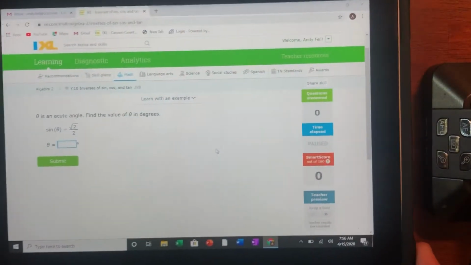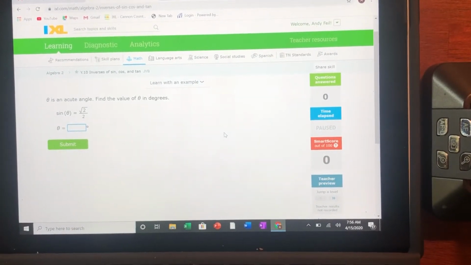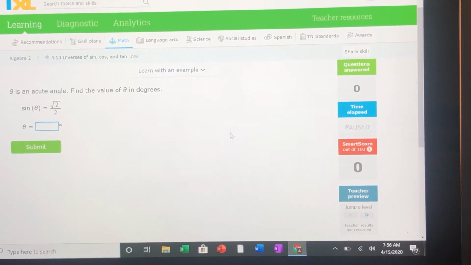So let's try a few of these. The ones that are in simplest radical form, we're going to use our brains for. The ones that are decimals, we're going to use the calculator for.